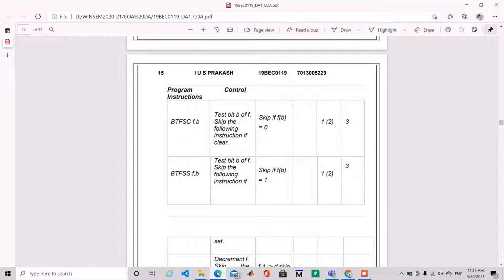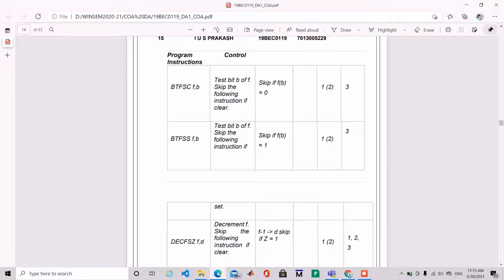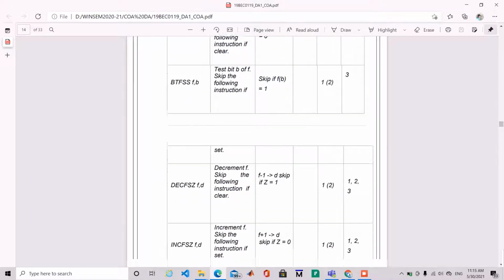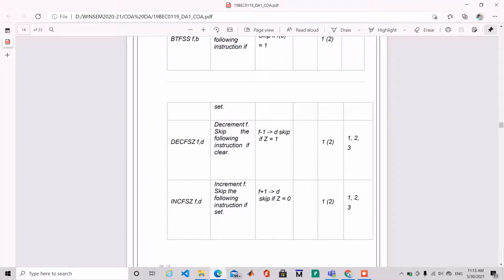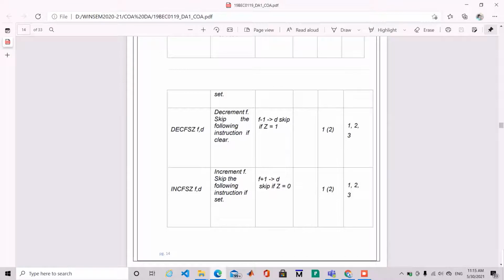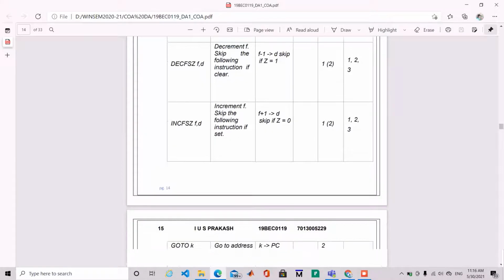And then BTFSS F, B. It means test bit B of F. We can skip the following instruction if it was set. And then DECFSZ F, D. It means decrementing F, and it will skip the instruction if it was clear. And then INCFSZ F, D. It means it will increment F, and it will skip the following instruction if it was set.